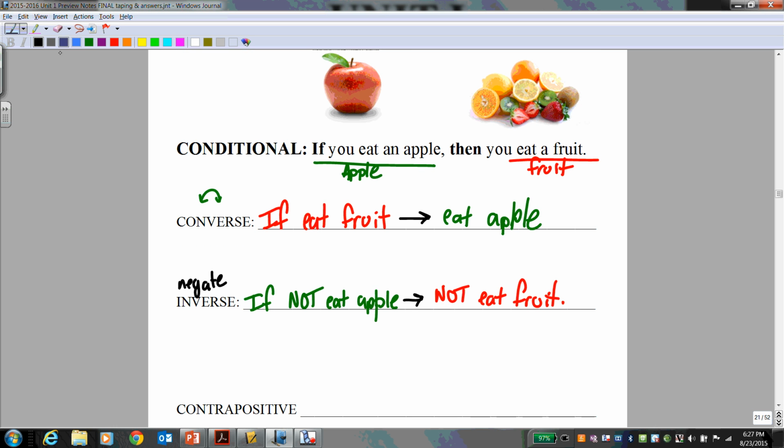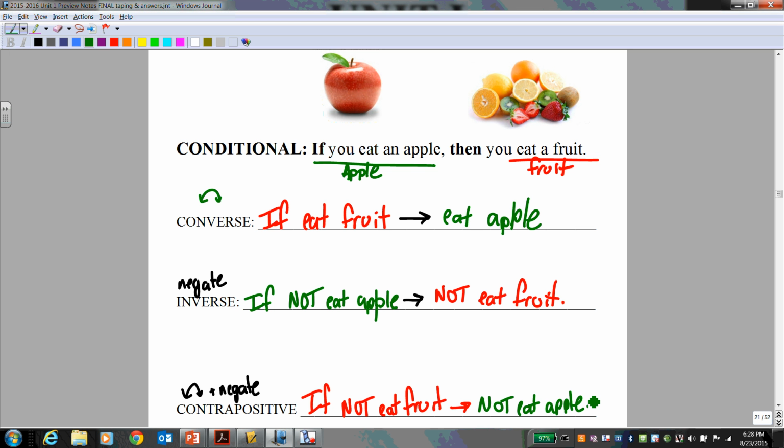Contrapositive, you actually switch and you negate. So you go back to the original here. So it says if you eat an apple, then you eat a fruit. So we're going to switch and negate. If not eat fruit, then not eat apple. Check your work, see if you manipulated that correctly. We are leading up to a logical conclusion here.